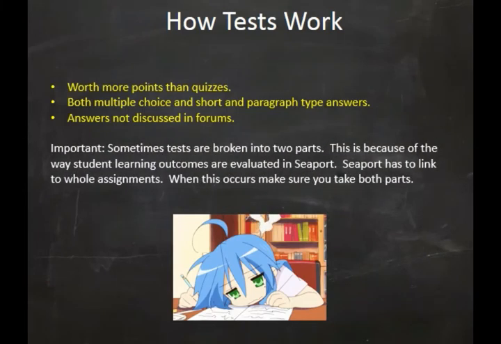Important. Sometimes tests are broken into 2 parts. This is because of the way student learning objectives are evaluated. Seaport only allows me to attach them to whole assignments, so in order to do that, I sometimes have to break the assignment into multiple parts. This just means that you have to make sure that you take both parts and that there will be 2 columns in the gradebook. If anything, it helps you because it means that you can pause to study if you think that you don't do well on the first section.